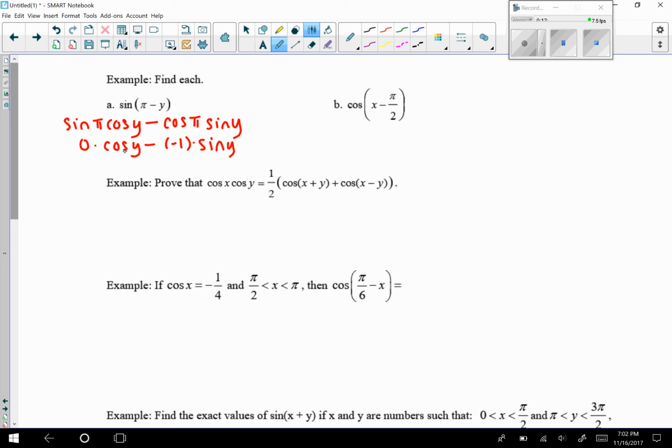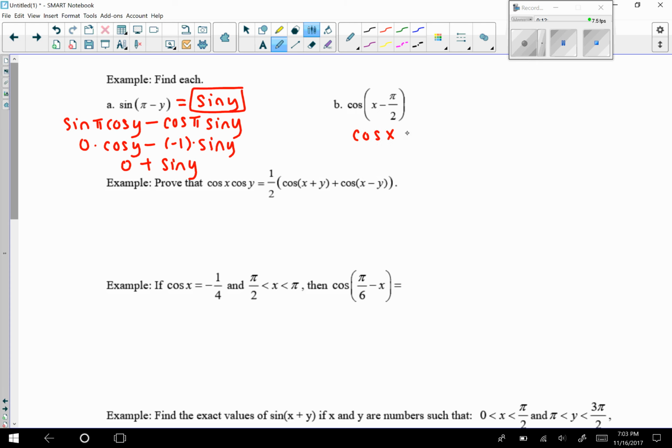So 0 times anything is 0. So this is actually 0 minus. So we have 0 minus a negative, which becomes plus the sine of y. So then that, of course, would be equal to the sine of y. And we can do the same thing for the cosine of x minus pi over 2. So we're going to plug this into our cosine equation.